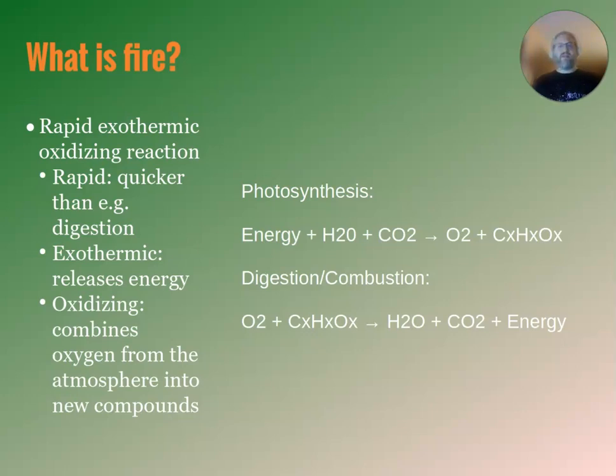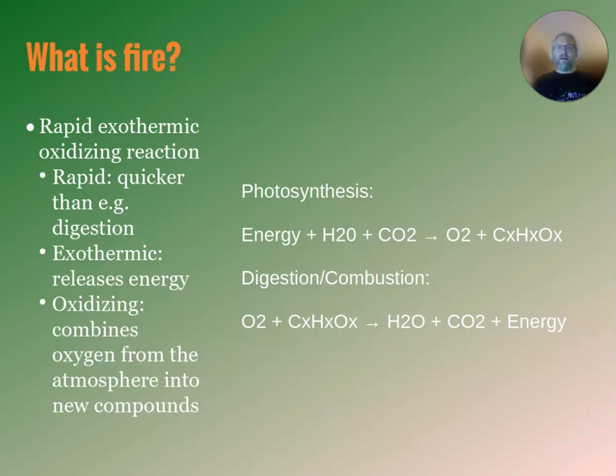It's exothermic, which means it releases energy. It produces more energy than it takes to get it going. So when you have a fire, energy is coming off of it. And that should be pretty obvious. If you've encountered fire, it's producing a whole bunch of energy. And it's an oxidizing reaction, which means it's taking oxygen from the atmosphere and combining it with stuff to make new compounds. So it's making stuff out of oxygen from the atmosphere.